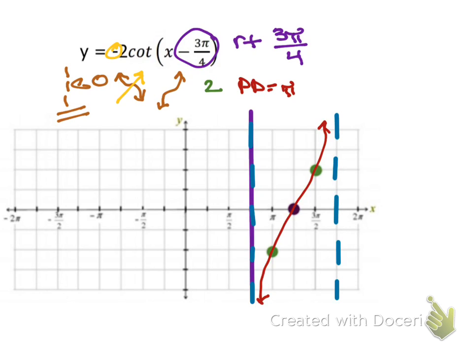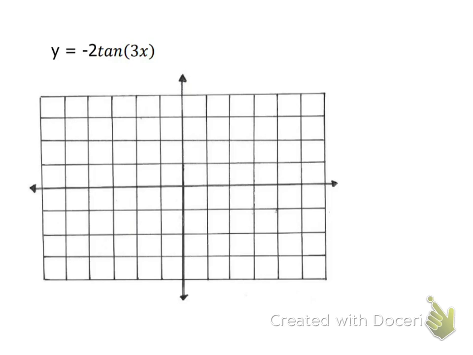Let's look at another one. -2 tangent 3x. Tangent has a 0 at 0 and goes down to up, but it has a negative, so we have to flip it. It will go up to down. My fake amplitude is 2, and the period is 2 pi over 3.